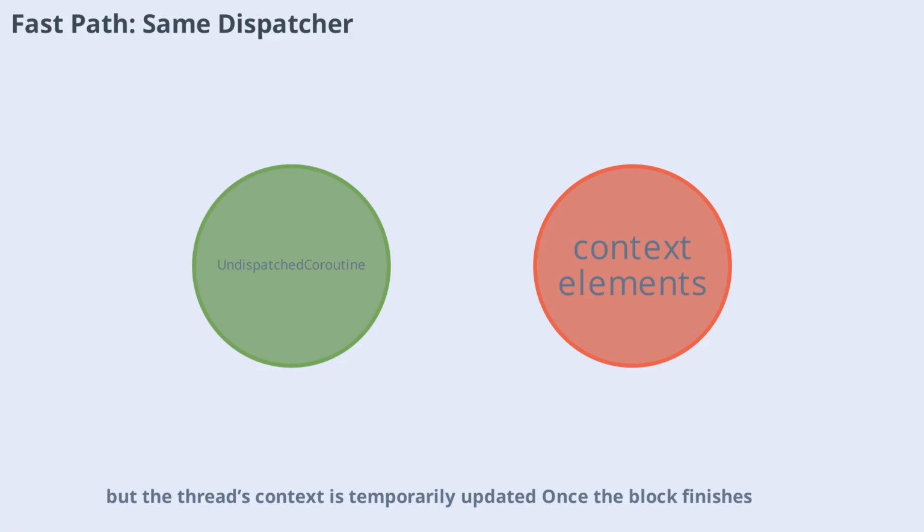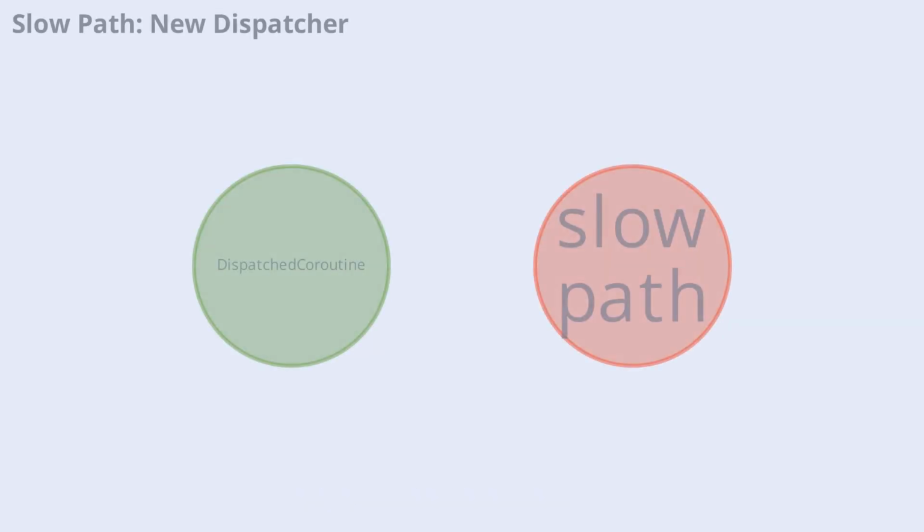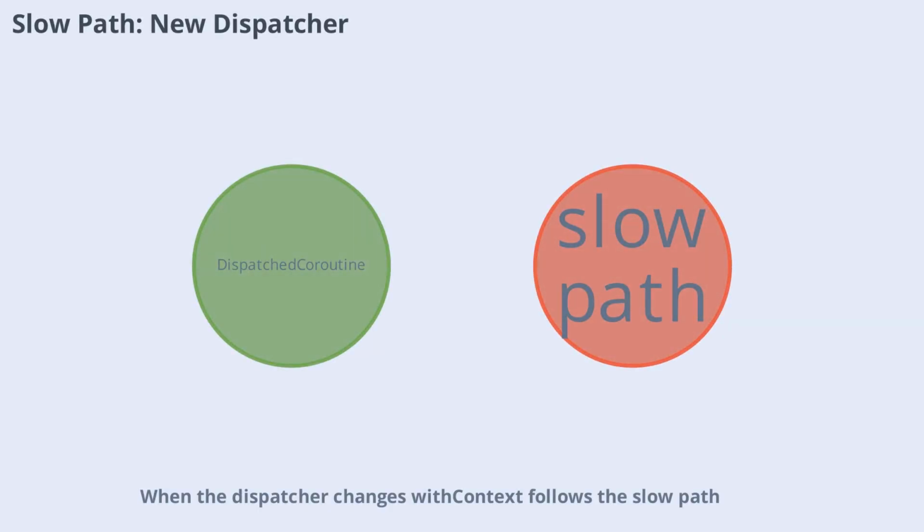Once the block finishes, the context reverts to the original. This approach is efficient for tasks that require context changes without thread switching, such as updating job metadata. When the dispatcher changes, withContext follows the slow path.